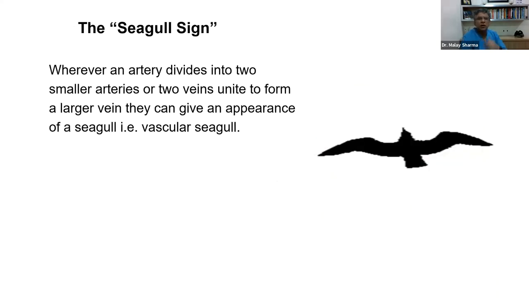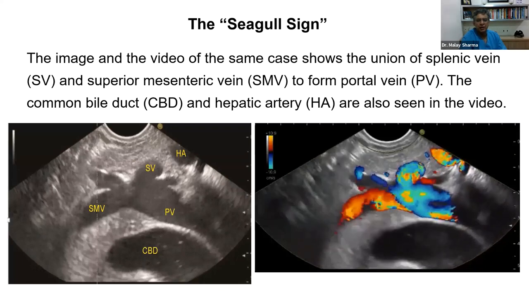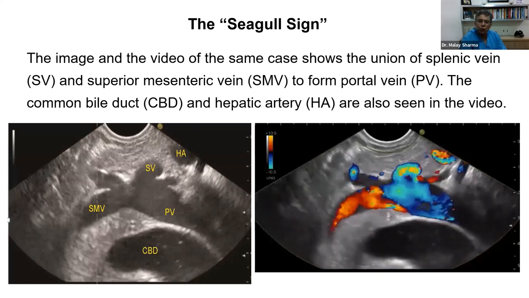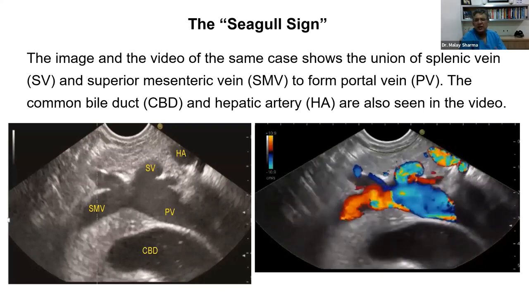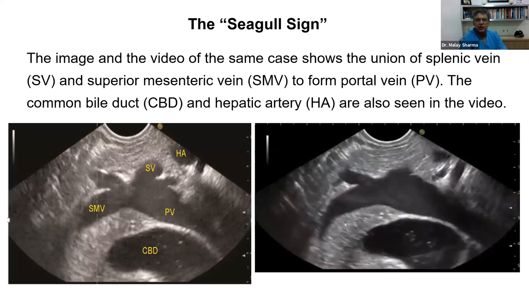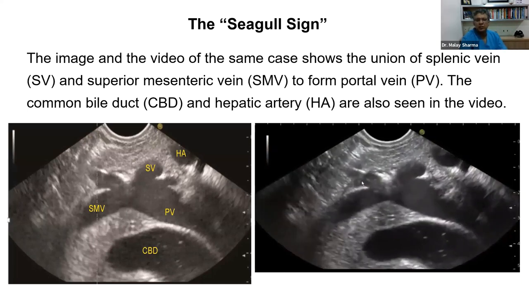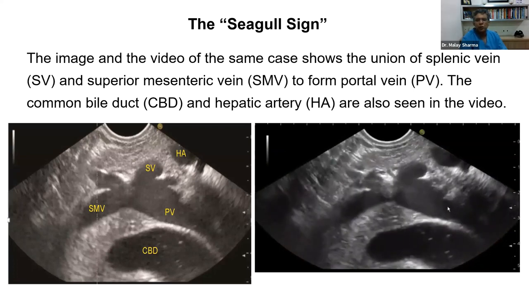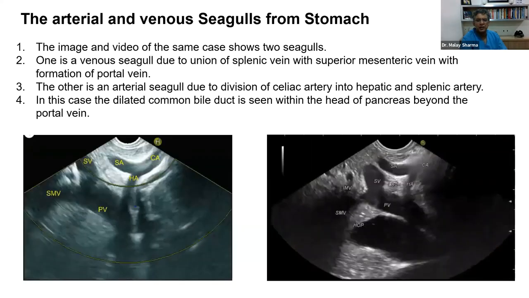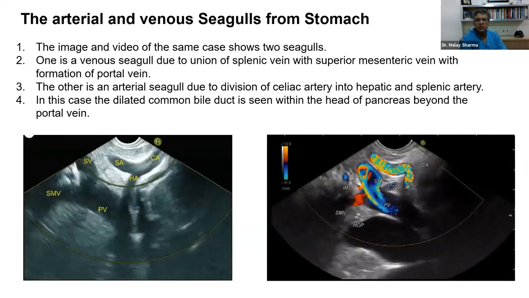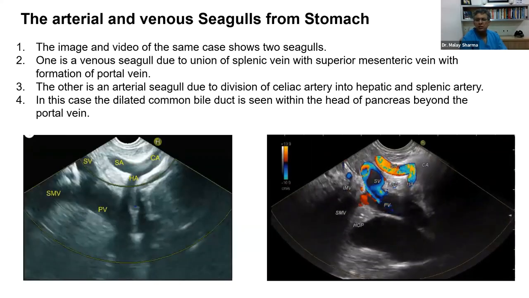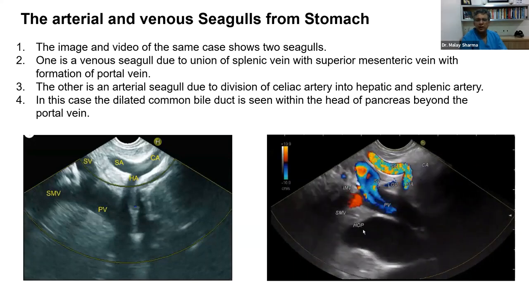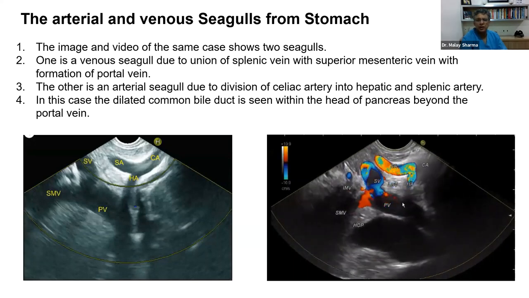Some signs are important. I would like to briefly say that this is a seagull, characteristically described for adrenal gland, but the seagull is also formed by the union of veins, and wherever there are two structures uniting, I would call it a seagull-shaped appearance, by the union of superior mesenteric vein and splenic vein to form a portal venous confluence. In this case, this is an arterial seagull showing celiac artery dividing into hepatic artery and splenic artery.